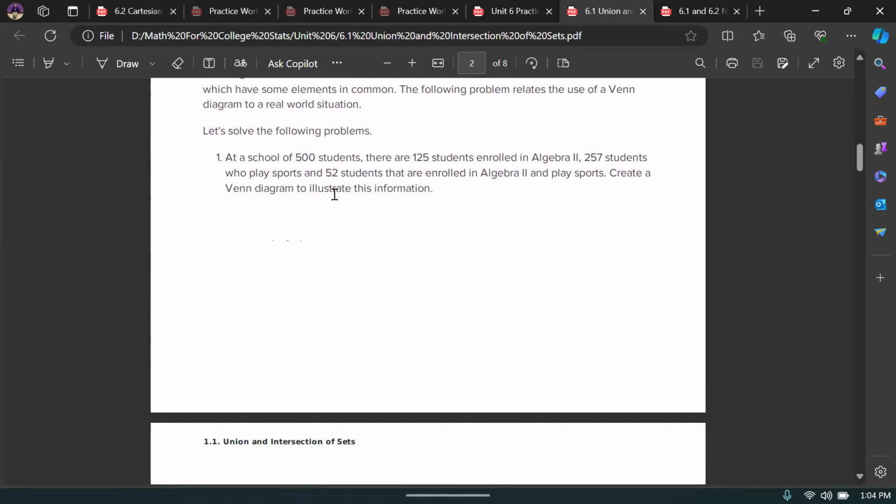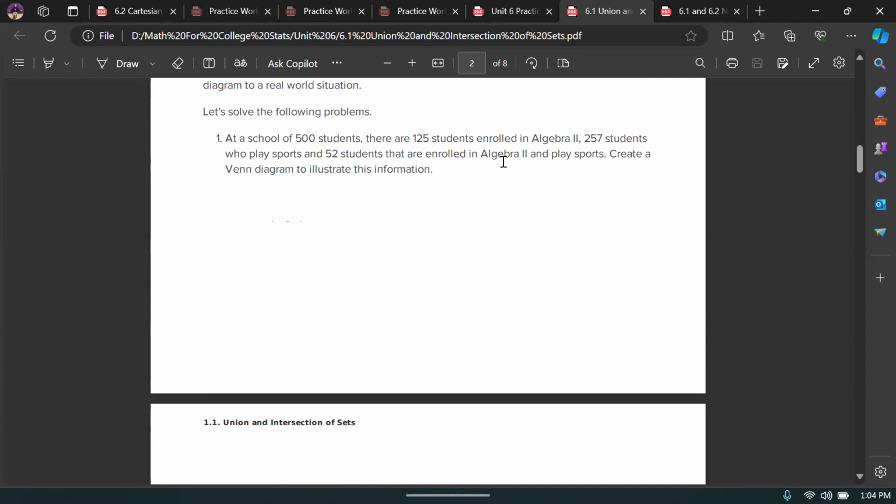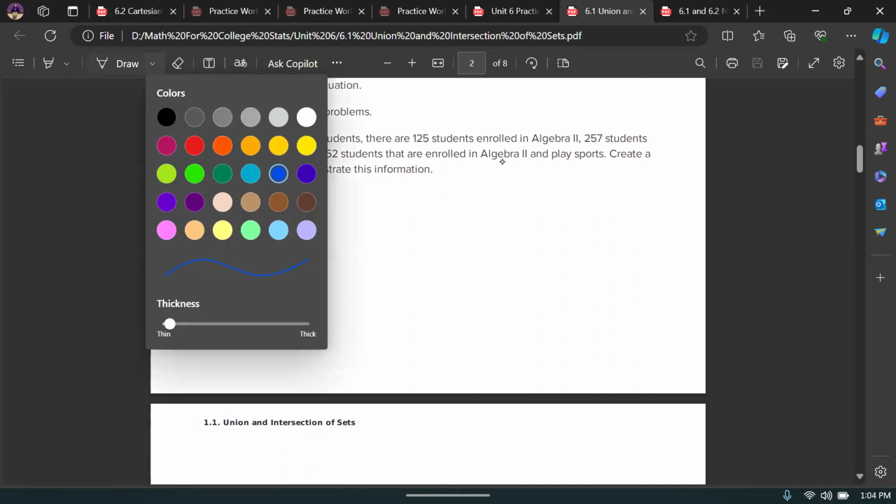So let's solve the following problems. At a school of 500 students, there are 125 students enrolled in Algebra 2. There are 257 students who play sports and 52 students who are enrolled in Algebra 2 and play sports. So create a Venn diagram to illustrate this information. So Venn diagram, let's get going here.